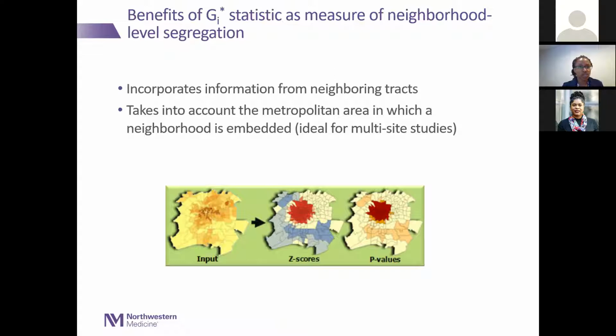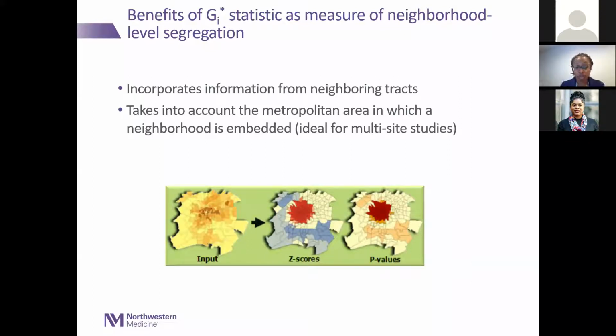So the more commonly used measure of racial composition, for example, percent Black, has a different implication in a city or metropolitan area that has a high concentration of Black people. For example, the percent Black in San Francisco would mean something different than percent Black in Philadelphia. And this is particularly ideal for multi-site studies where we have a lot of participants who are from different parts of the country with different percentages of Black individuals.